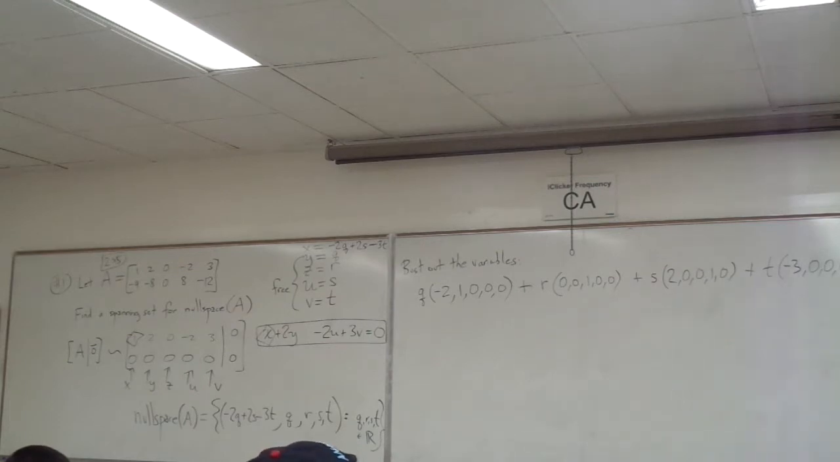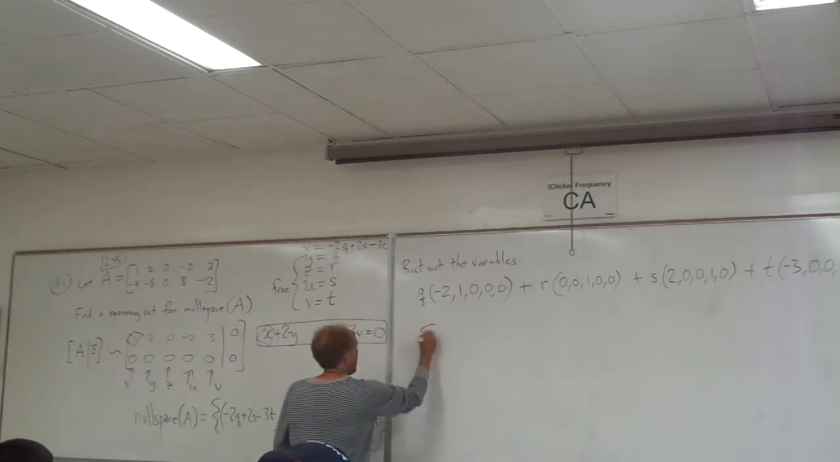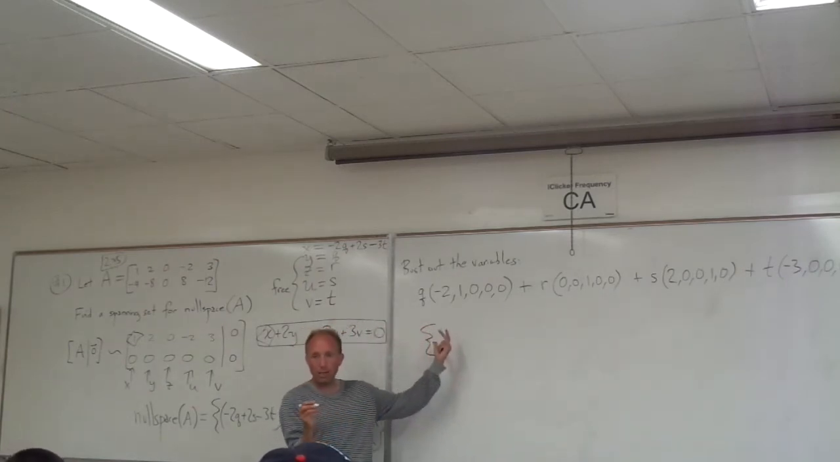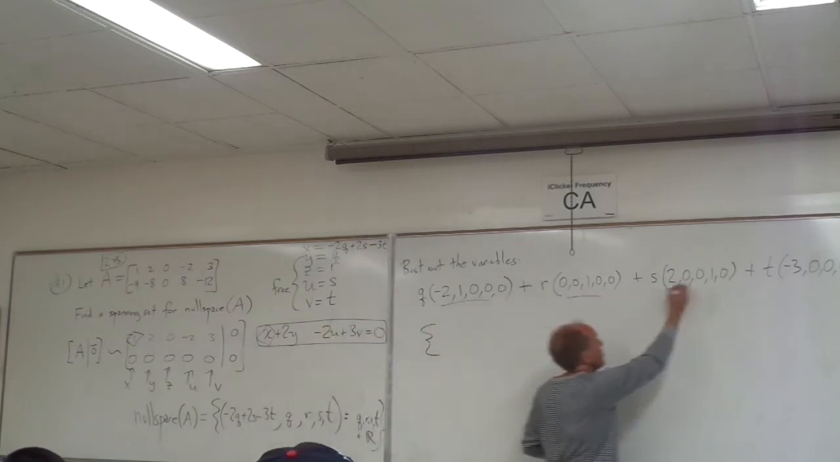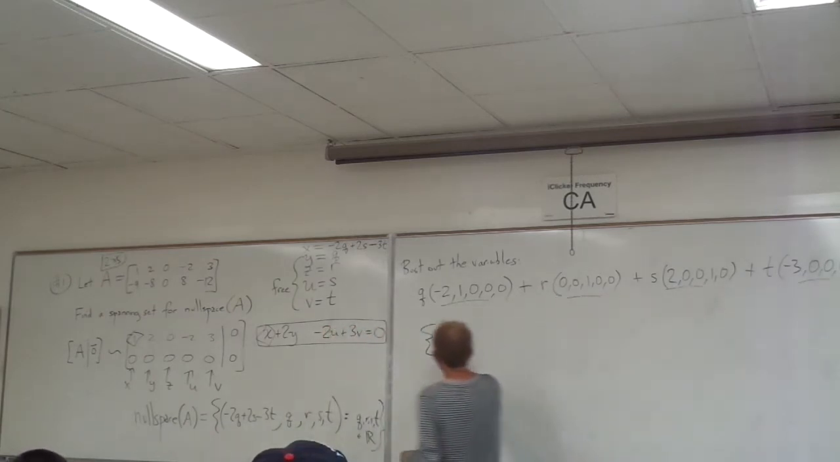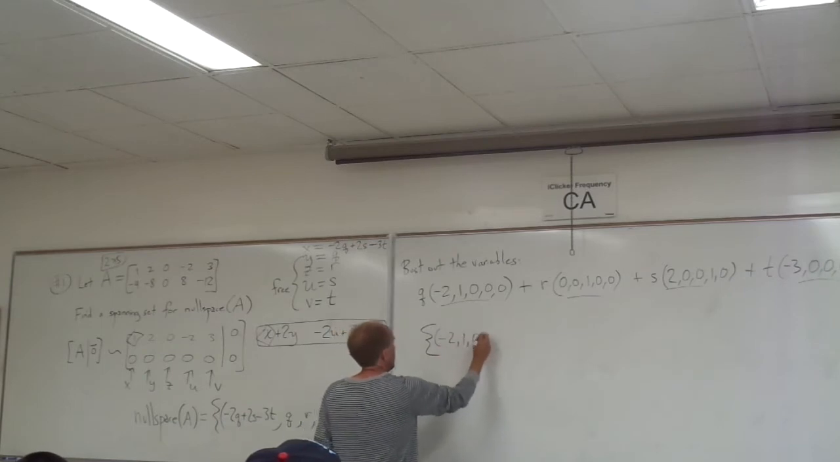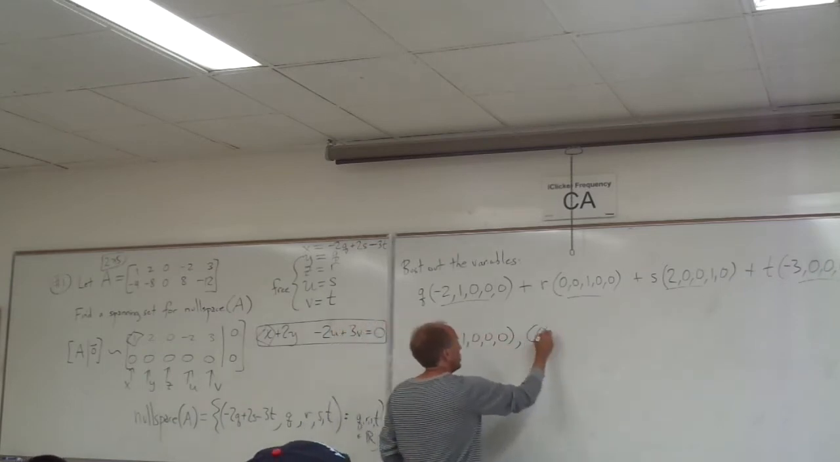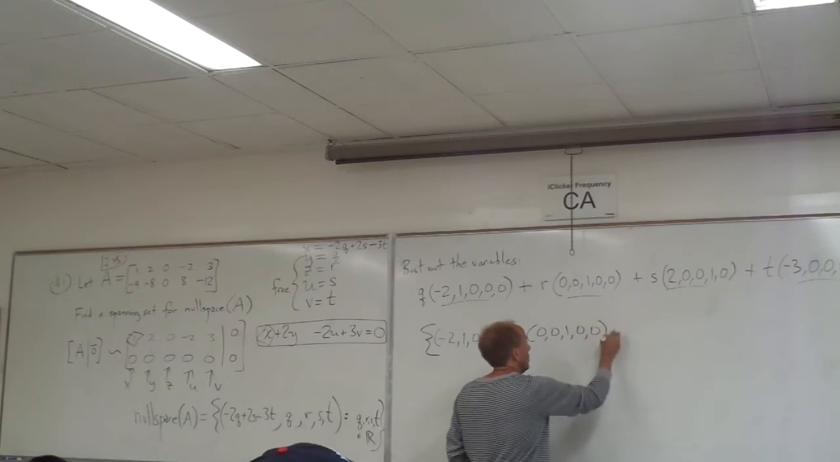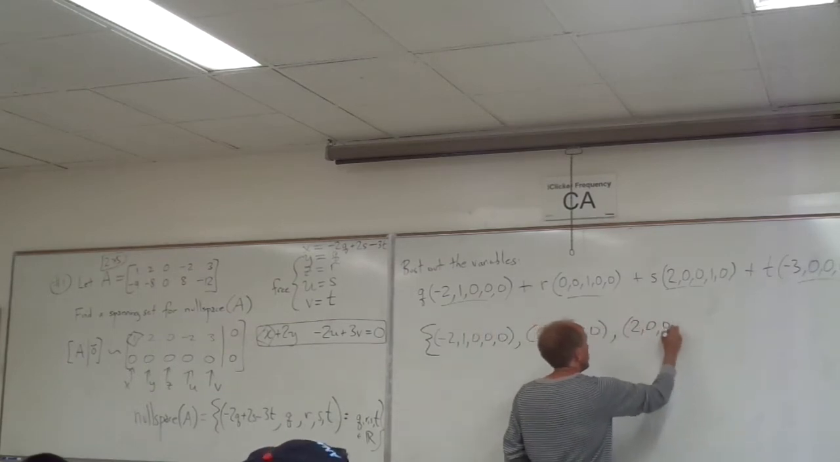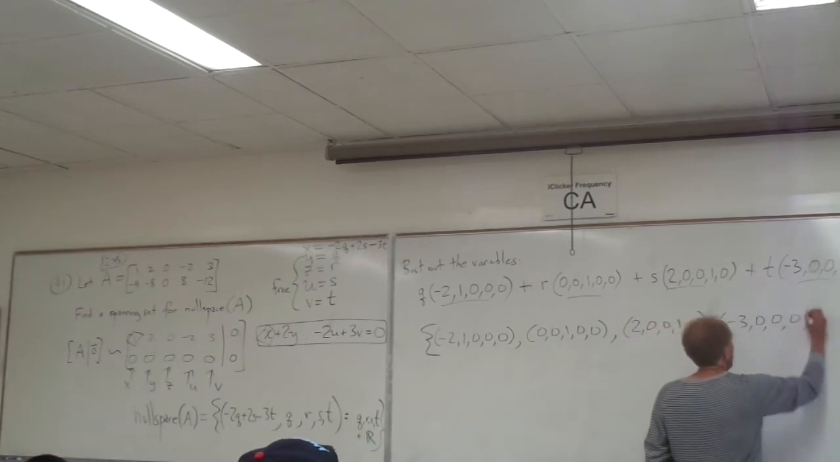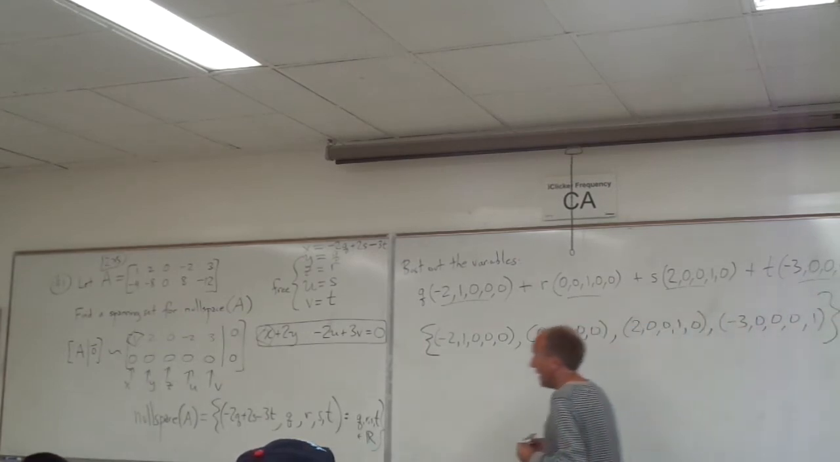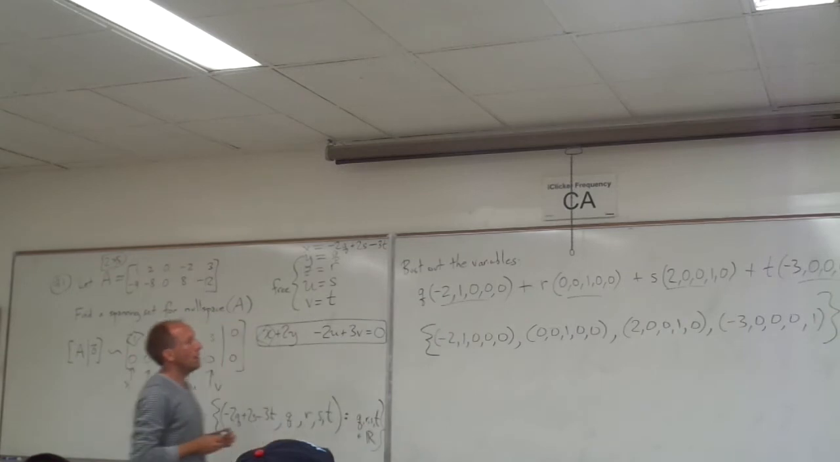Okay. That expression right there is not the spanning set. That is a linear combination of vectors. So remember, when you're getting ready to write down your spanning set, you need to get these squiggly braces out and then just list these vectors. Okay, so negative 2, 1, 0, 0, 0, comma, 0, 0, 1, 0, 0, comma, 2, 0, 0, 1, 0, comma, negative 3, 0, 0, 0, 1. You just make that as a set. That would be the answer.